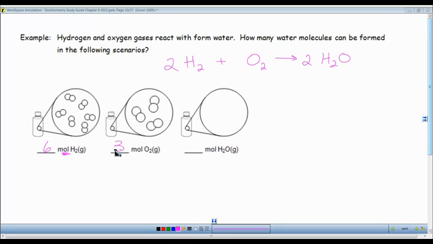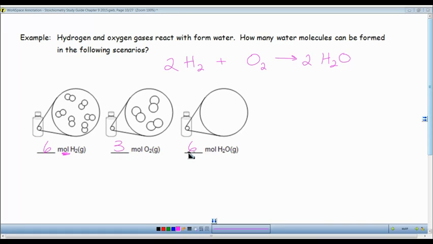Okay, so I have a 2-to-1 ratio in the balanced equation, and I have a 2-to-1 ratio of reactants. It's just on a larger scale. Instead of it being 2-to-1, it's 6-to-3. So the complete ratio in the equation is 2, 1, 2. And I can do that with what I have here. We're just going to multiply everything times 3. So we can go 6, 3, 6.